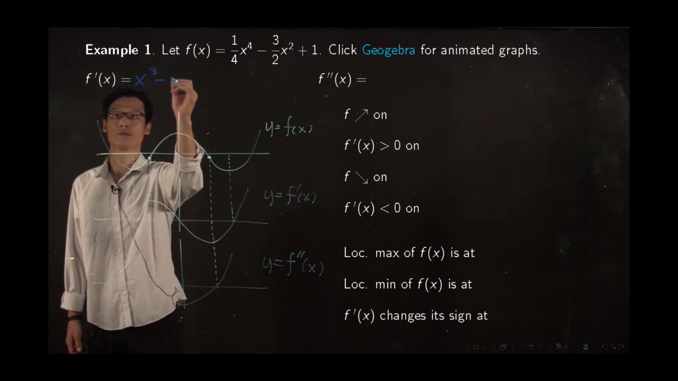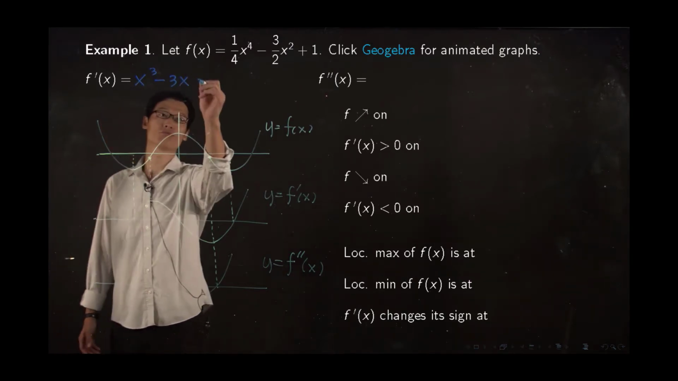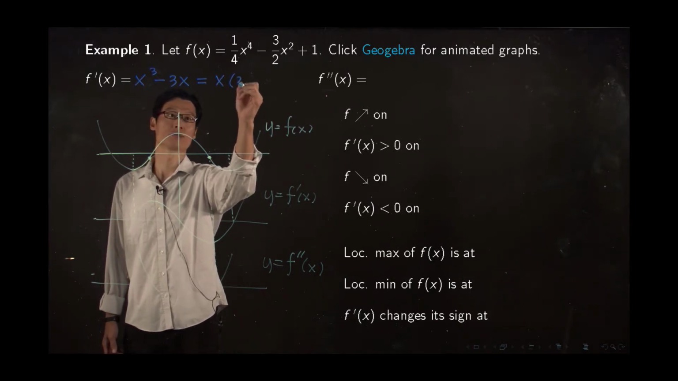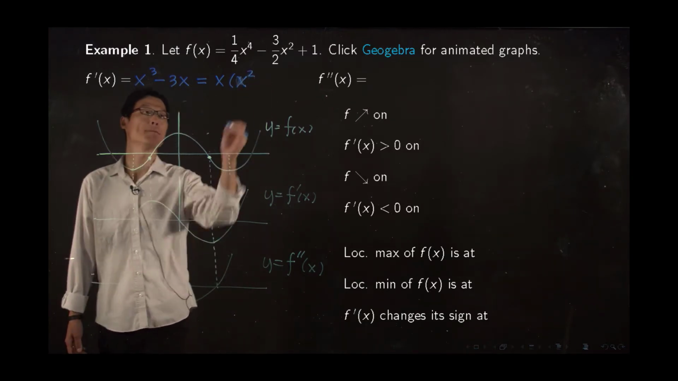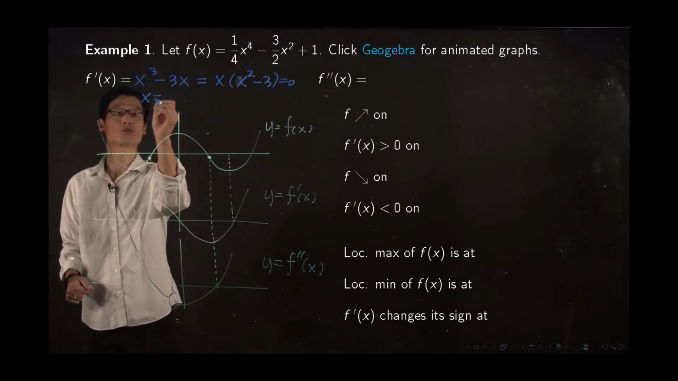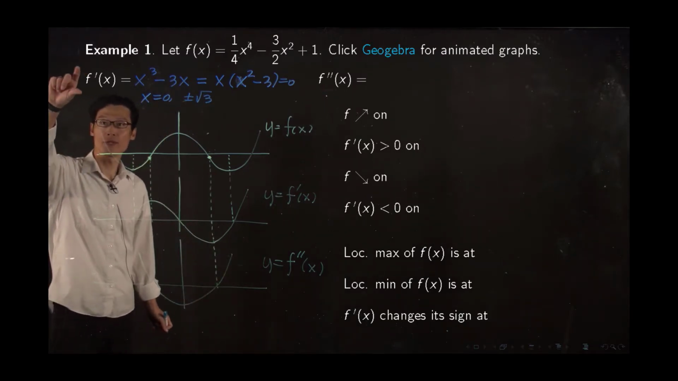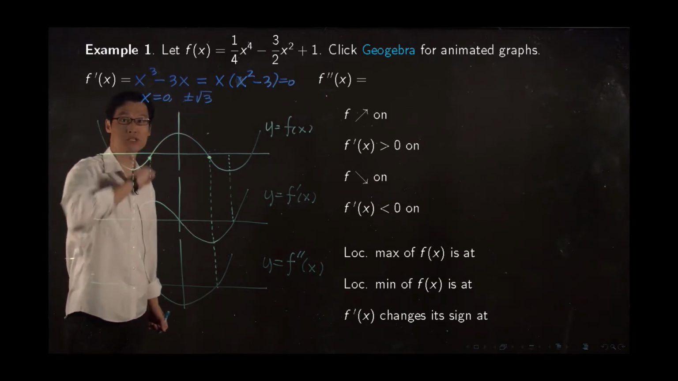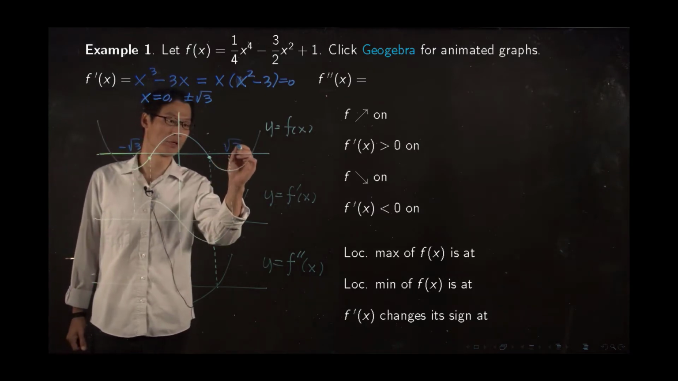So you have nice factoring: x times (x squared minus 3). If this becomes 0, we have x equals 0 and plus or minus square root 3. So we see this function has a horizontal tangent line at x equals 0 and plus or minus square root 3. Actually, this is negative square root 3 and square root 3 and then 0.